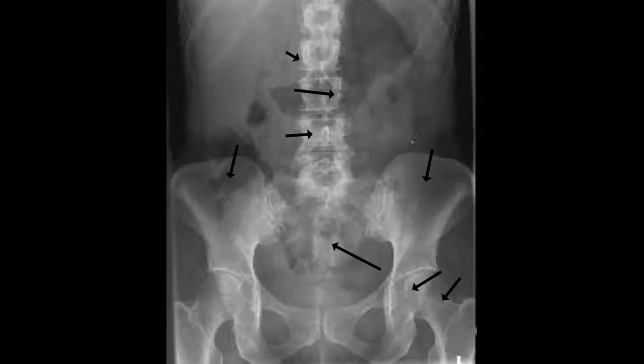We can see some of the different parts of the coxal bone. You can see the obturator foramen here and here, and the pubic symphysis. Here's the pubis and the ischium, and of course the ilium, with the iliac crest up here above.